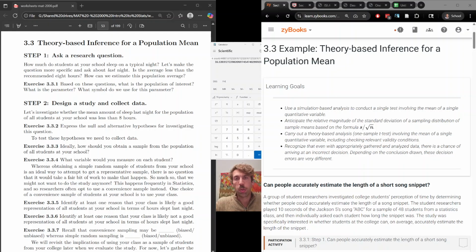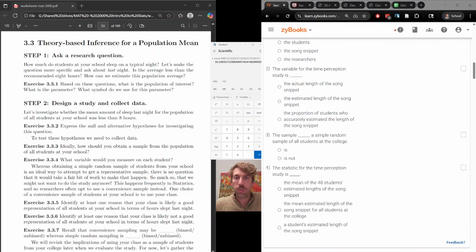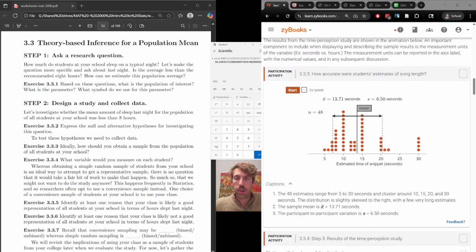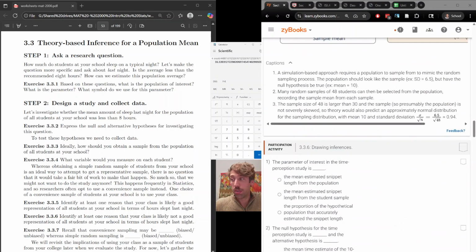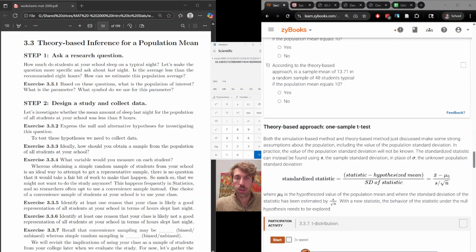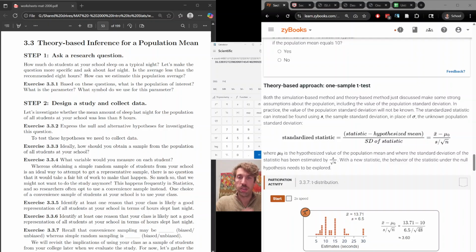We're going to cover section 3.3 today, which is about theory-based inference for population mean. So you should have already done the reading. In this case, the reading dealt a lot with the idea of the standard deviation divided by square root of n. There's quite a bit about the variation, the mean, and what we're doing is, when we have a sample and we try to make truth claims about the broader population. That's called inference.